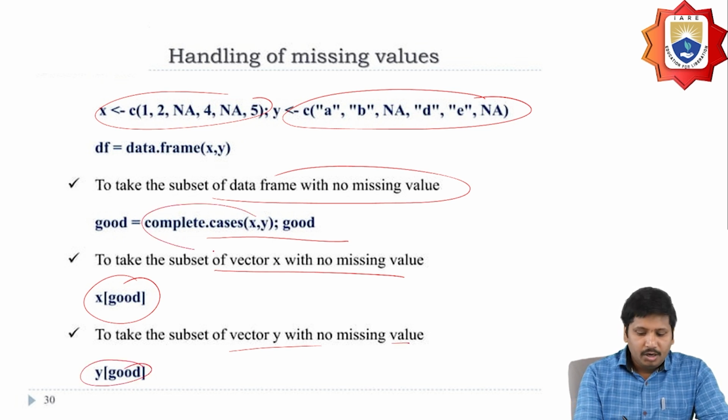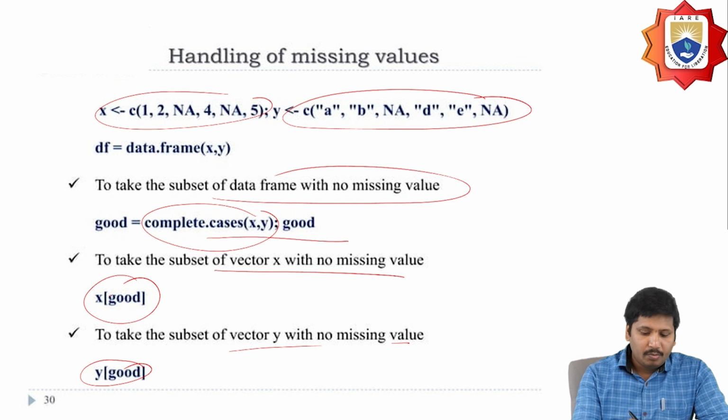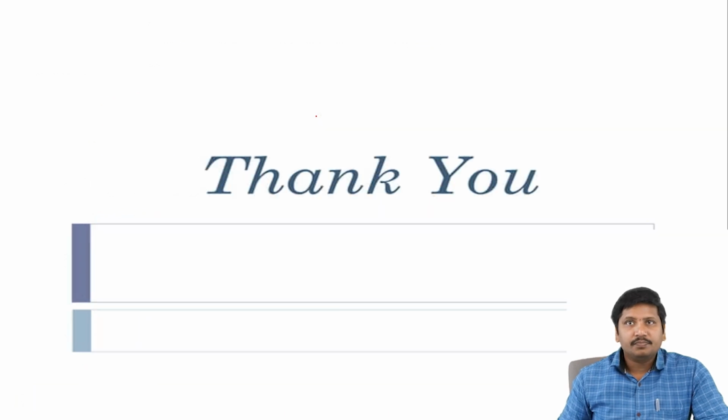So complete.cases of x and y is going to take the subset of data with no missing value. From this, we can apply this to the values of x and y, x of good and y of good. Thank you.